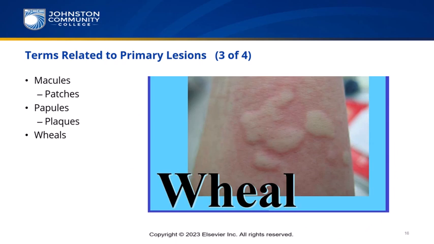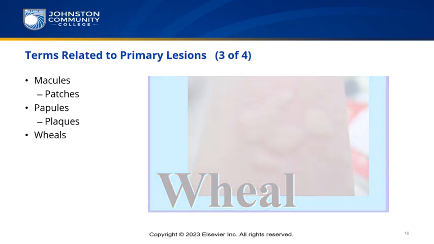Finally, we have a wheal. A wheal is a circumscribed, elevated papule that is caused by a localized edema. Examples are bug bites, urticaria, or hives, which are wheals that are caused by an allergic reaction.